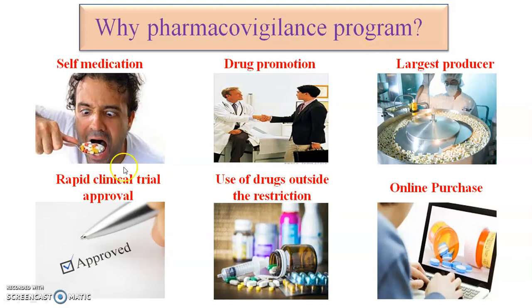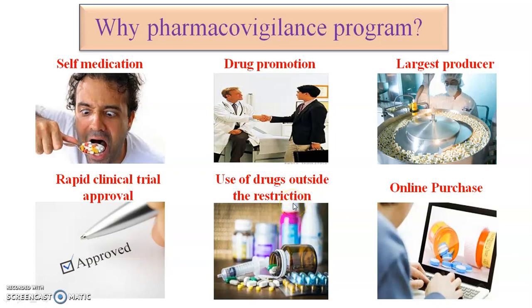Then coming to clinical trials, as India has the largest population, most companies from abroad conduct clinical trials in India, and approval of clinical trials in India is also very rapid. Because of rapid clinical trials, the number of drugs entering the post-marketing surveillance phase will be very high. Then in India, the use of drugs outside the restrictions is very high.